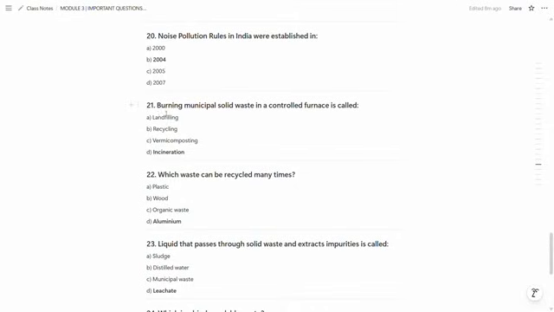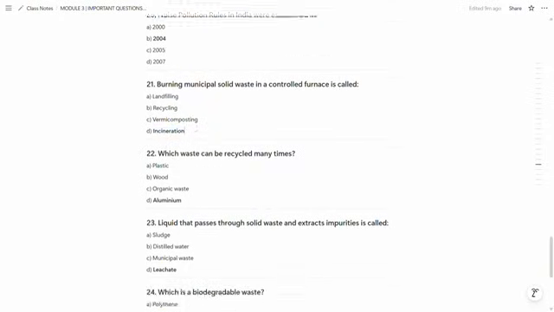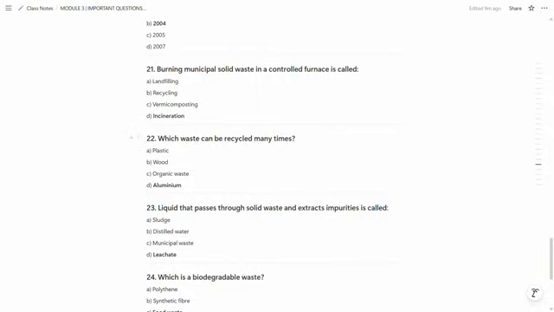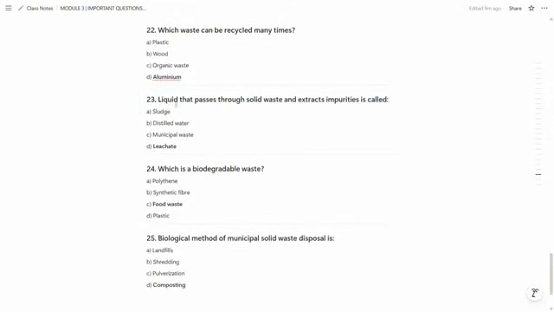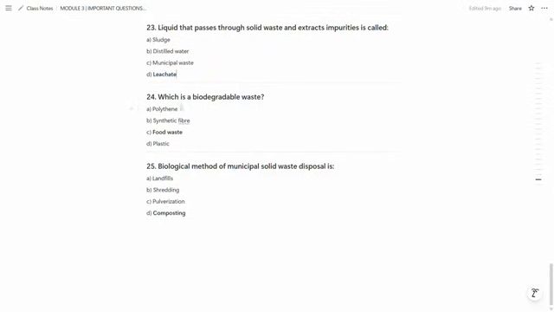Now 21st question is, burning municipal solid waste in a controlled furnace is called incineration. So D is the correct answer. Which waste can be recycled many times? Aluminium. D is the correct option. Now the 23rd question is, liquid that passes through solid waste and extracts impurities is called leachate. So D is the correct answer. Which is biodegradable waste? Food waste is the biodegradable waste. So C is the correct answer. Now 25th and last question is, biological method of municipal solid waste disposal is composting. So D is the correct answer.